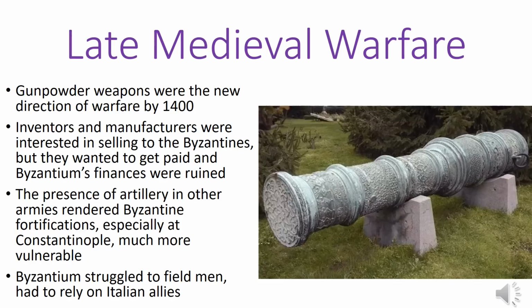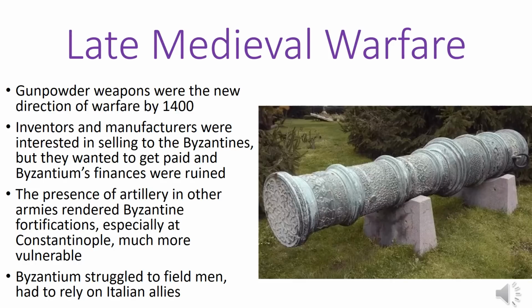So the thing is, because these weapons are still relatively new and they're constantly improving, the inventors and manufacturers who make them have to make money off them, because these things cost a lot of money to manufacture. It takes a lot of skilled labor, a lot of really expensive parts and precious metals. And many of these inventors and manufacturers are Christians who live in parts of Eastern Europe, and they're interested in giving these things to the Byzantines so they can use them to defend themselves against the Turks. The problem is the Byzantines have no money.